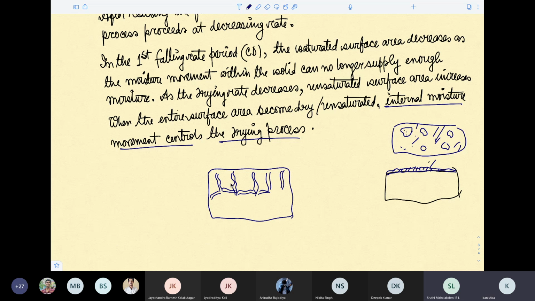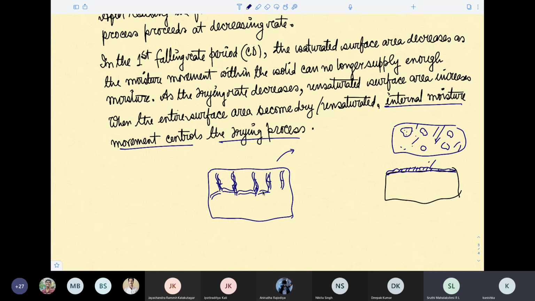Okay, now water. When this water is getting evaporated from the surface, water from inside goes to the surface through these capillaries. Now, when this water also recedes because of the drying, there will be a small drop in the level of the water within the capillary.